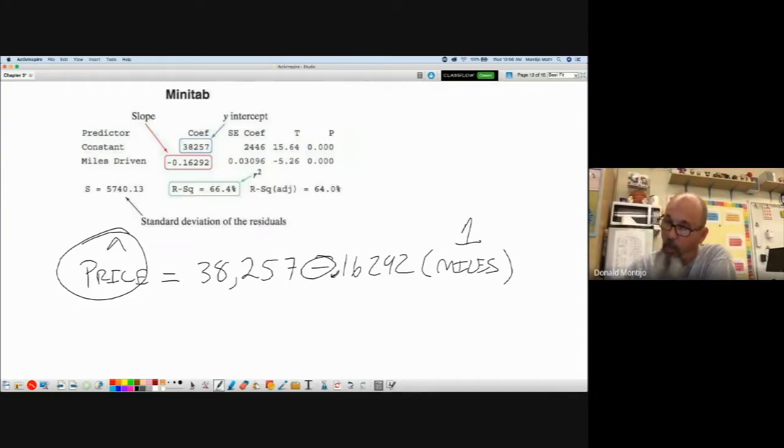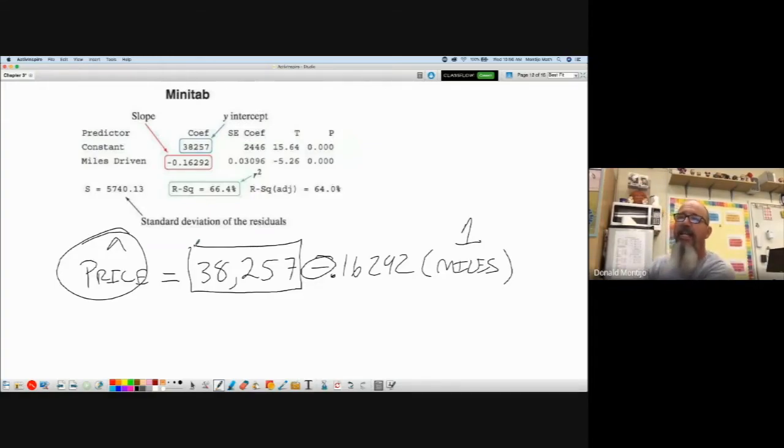Okay. And then what is this 38,257 number? How would we interpret that in context of this problem? We would say, oh, at 0 miles, the predicted price would be 38,257. Or we could say a brand new truck, we predict a brand new F-150 would cost $38,257. Okay. Very important that we can put this equation in words so that we can explain what the heck does this mean. So we're going to be doing that all year long.